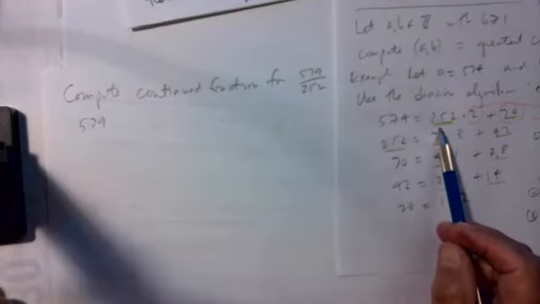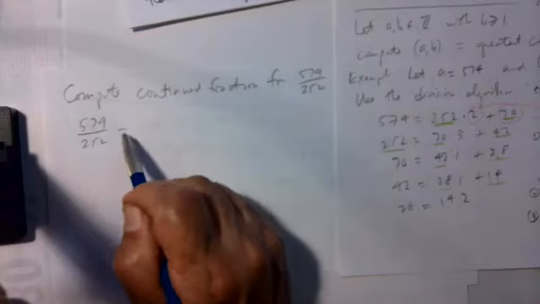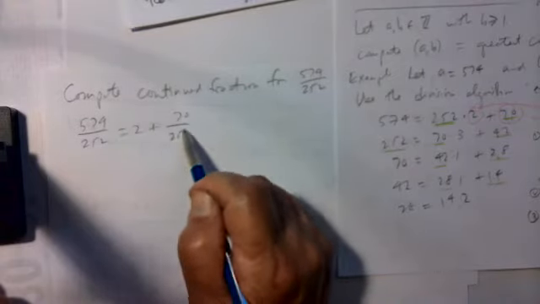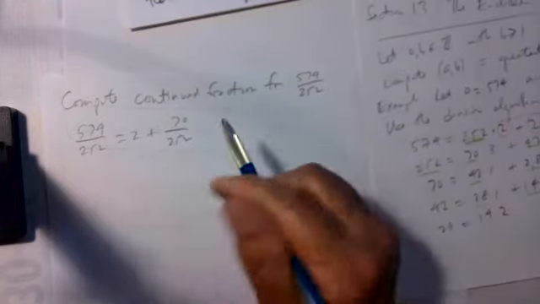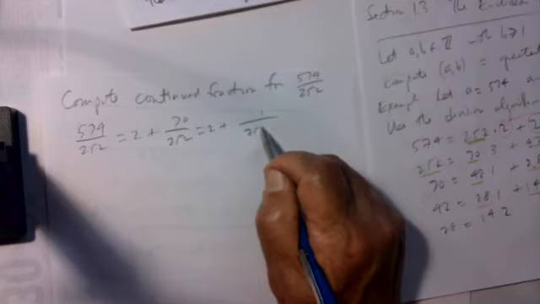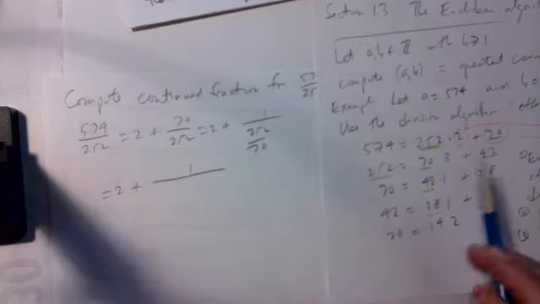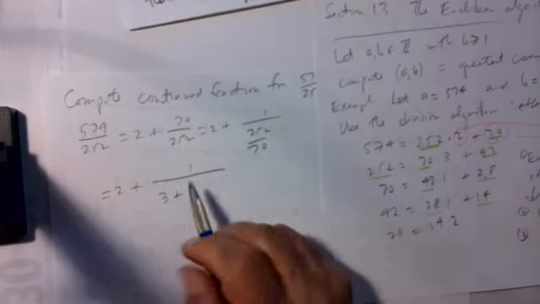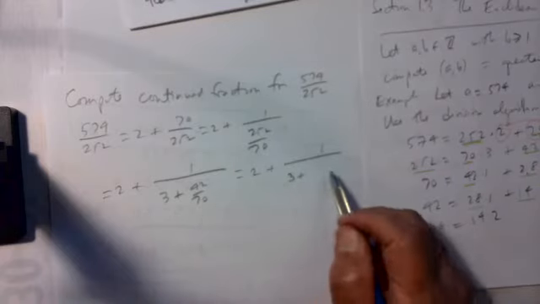So let me get this on the screen. From the first equation, 574 divided by 252 is 2 plus 70 over 252, which is 2 plus 1 over 252 over 70. 252 over 70 is 3 plus 42 over 70, which is 2 plus 1 over 3 plus 1 over 70 over 42.